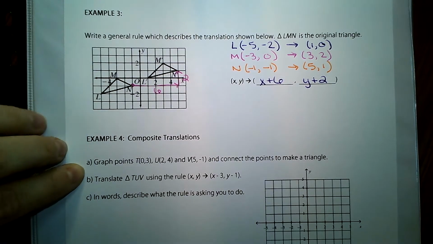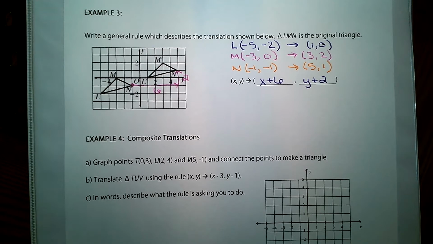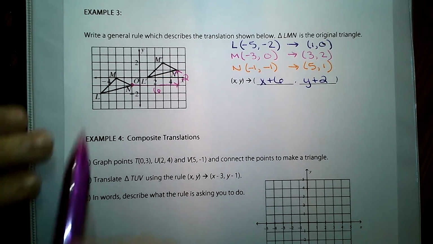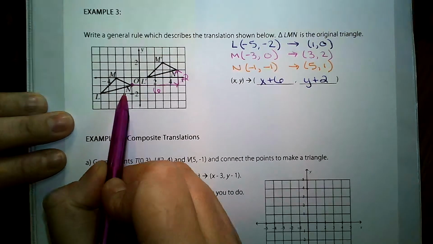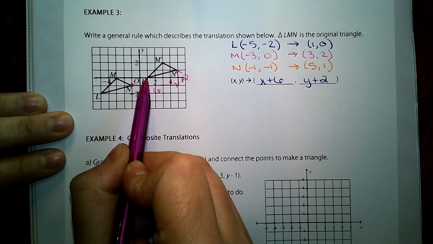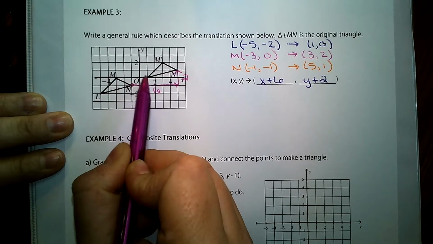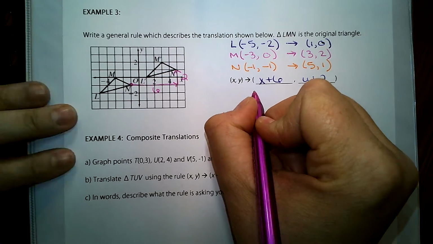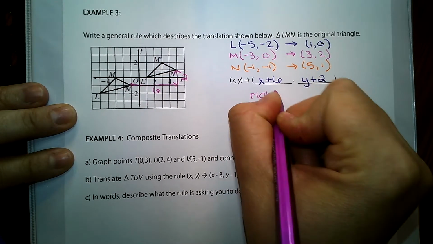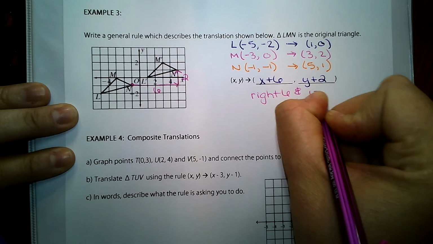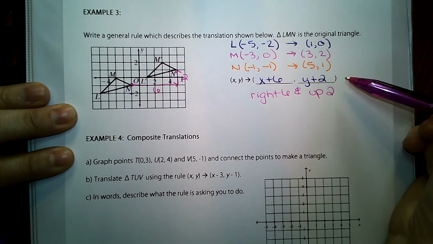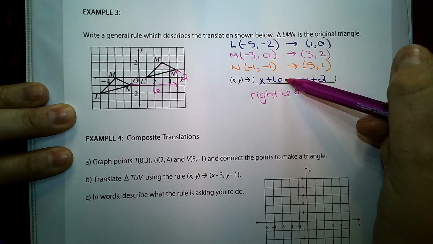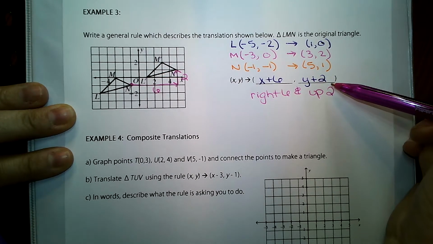Now, hopefully every point has moved the exact same amount, and if so, that can become our pattern. Let's check out L. 1, 2, 3, 4, 5, 6, up 2. And M. 1, 2, 3, 4, 5, 6, up 2. So every piece has moved right 6 and up 2, and that can be written in this general rule. Right 6 is the same as x plus 6. Up 2 is the same as y plus 2.